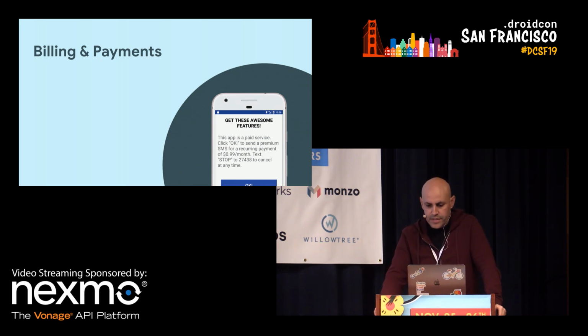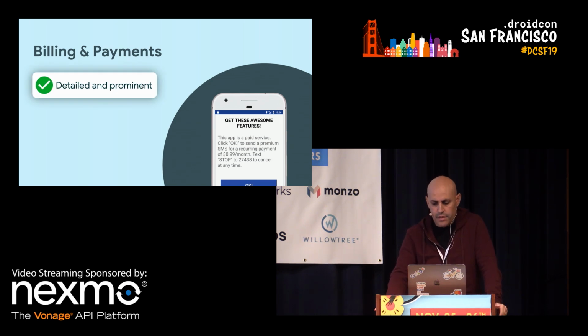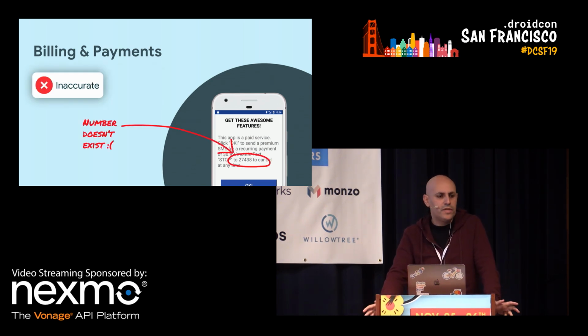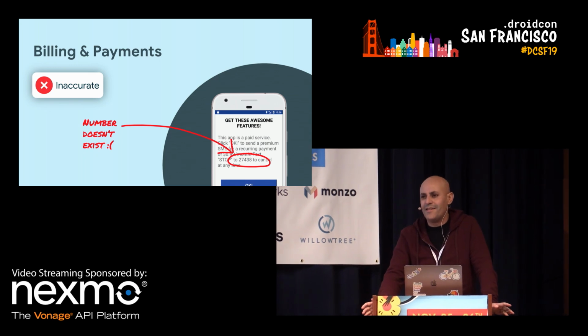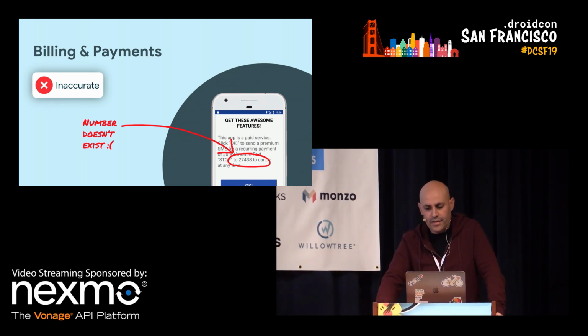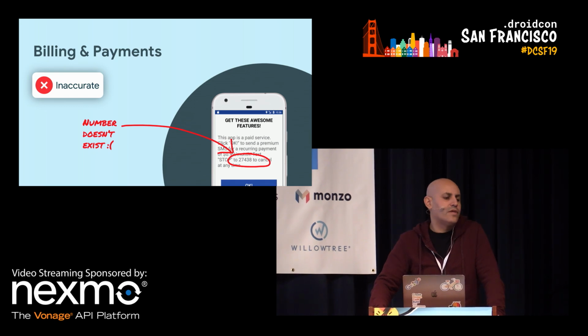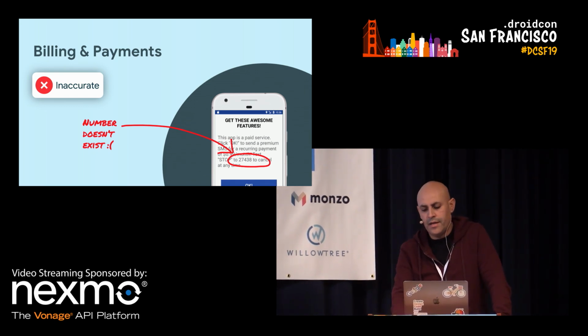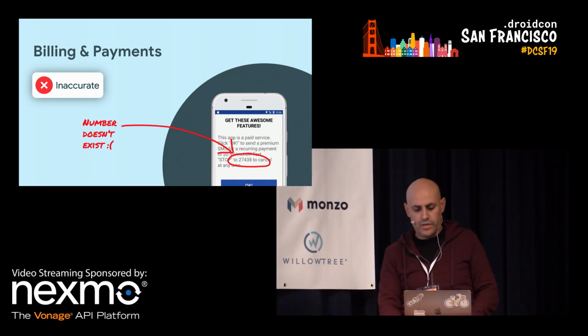Get these awesome features. This app is a paid service. Click OK to send a premium SMS message for a recurring payment of $0.99 a month. So we are clear about the amount of money. We are being upfront that this is going to be a paid service, and that the user is going to be committing to a recurrent payment. So that looks pretty good, detailed and prominent. But when our reverse engineer tests to make sure that the number to stop is in fact operational, it is not. So that's another reason that your application may end up being classified as not benign.